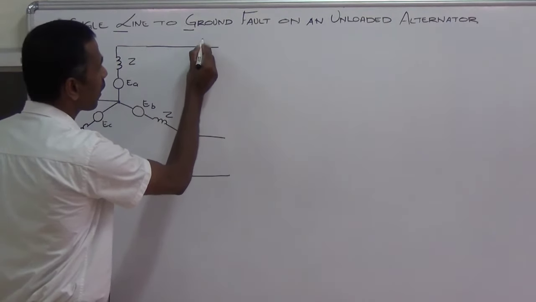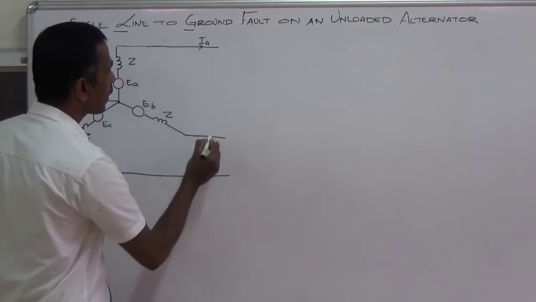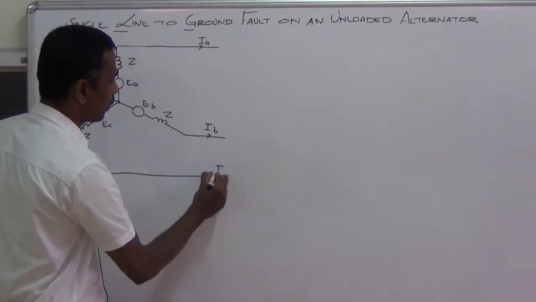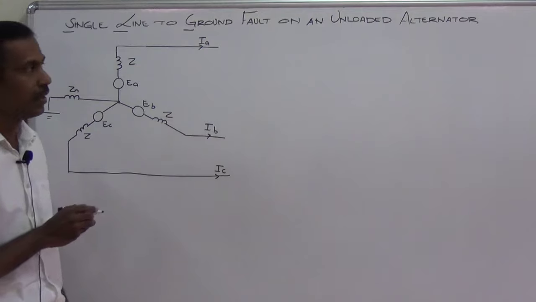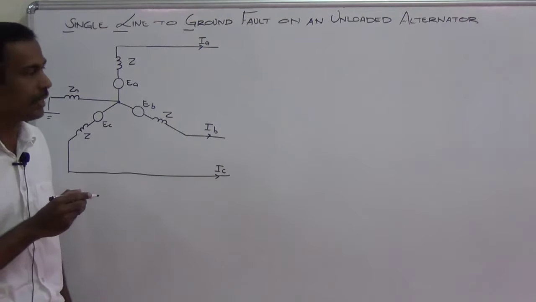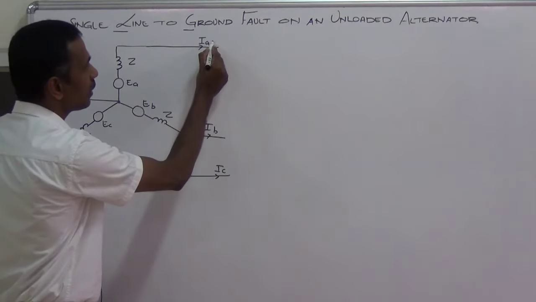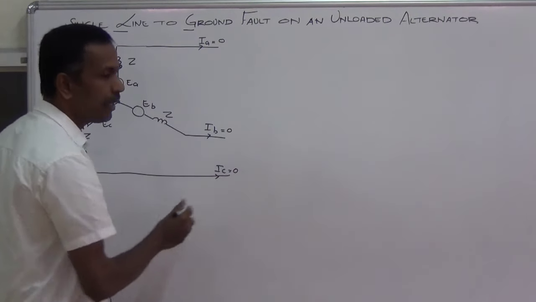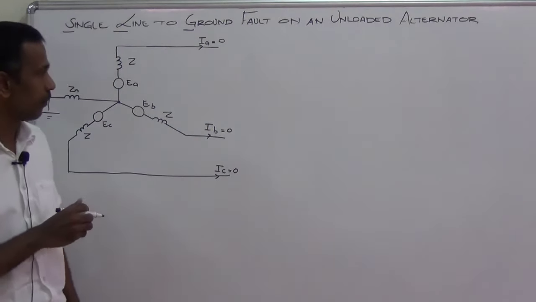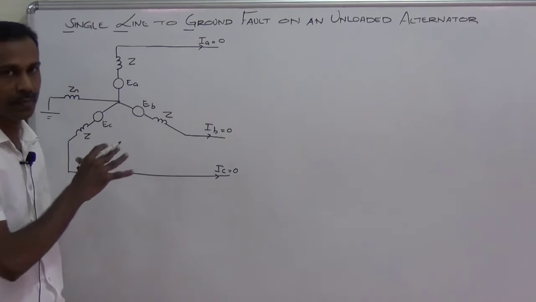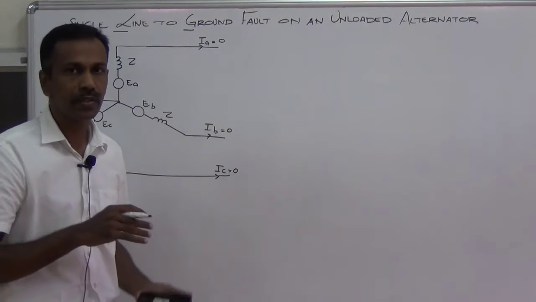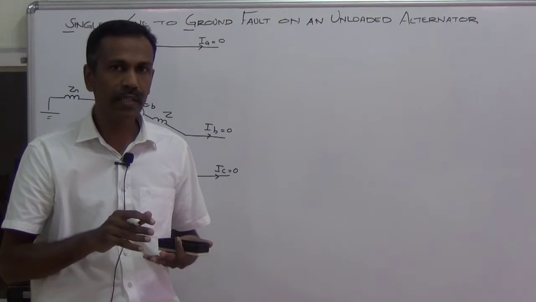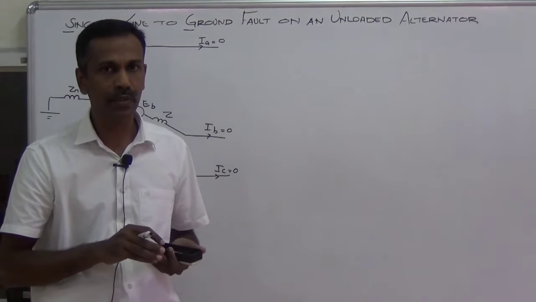The three phase currents are IA, IB and IC. This is an unloaded alternator. So the currents in the three phases will be equal to 0. This is a balanced system. When you find out the sequence networks for a balanced system, we will get only the positive sequence network.